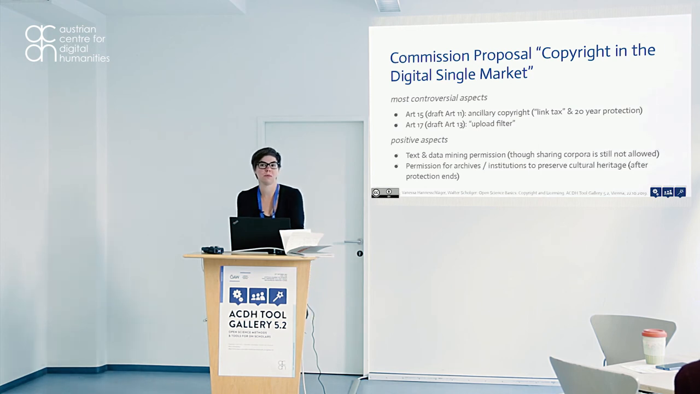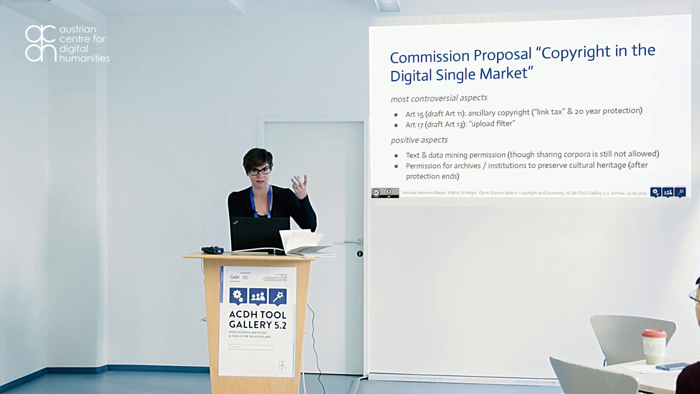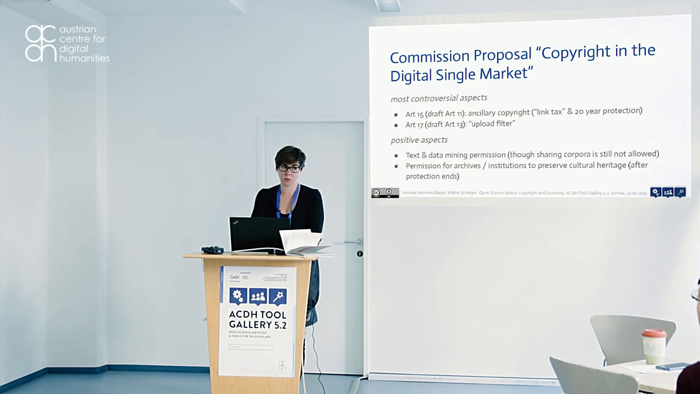The most controversial aspects that you might have heard about were articles 11 and 13, as they were in the media, now in the published version articles 15 and 17. The one was about ancillary copyright, more popularly known as the link tax. This is about the allowing or not allowing of platforms such as Google, but also others, to show snippets of works with links. That was a big issue.